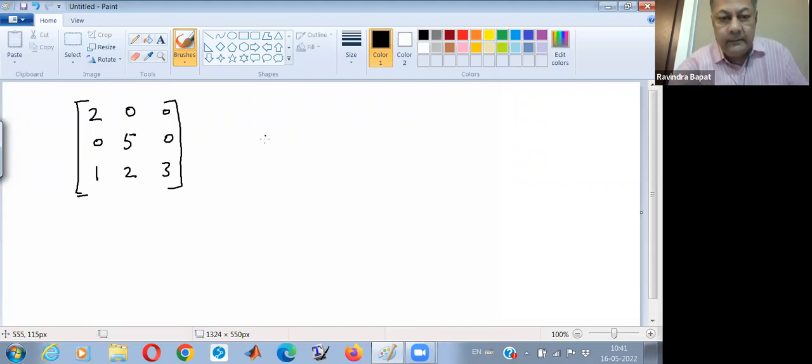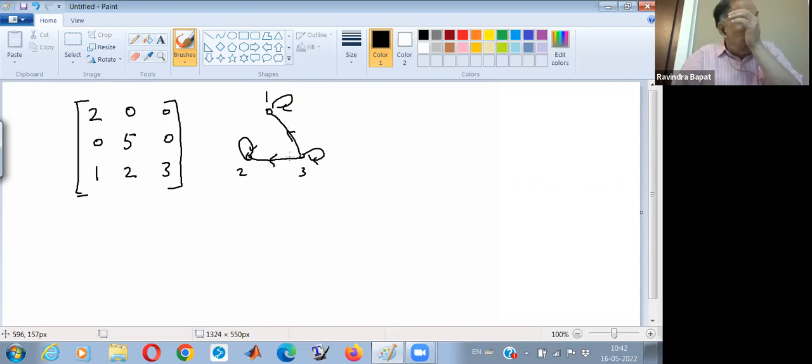Actually, if you look at the graph, then this is the graph. All the loops are there because the diagonal elements are positive. From the second, you can only go to second. From the third, you can go to 1 as well as to 2. So the underlying undirected graph is connected. Okay, so what are the eigenvalues here? The eigenvalues are the diagonal elements, 2, 5, and 3.